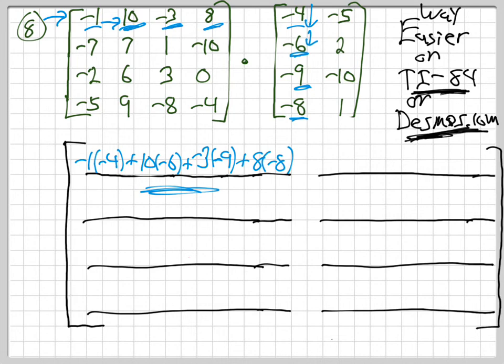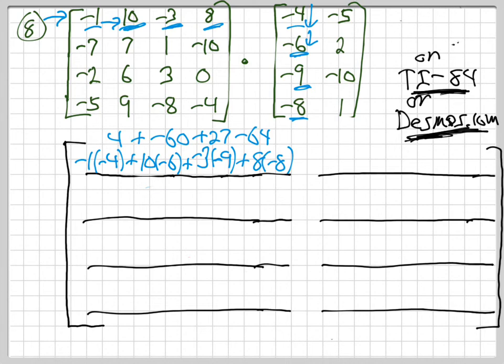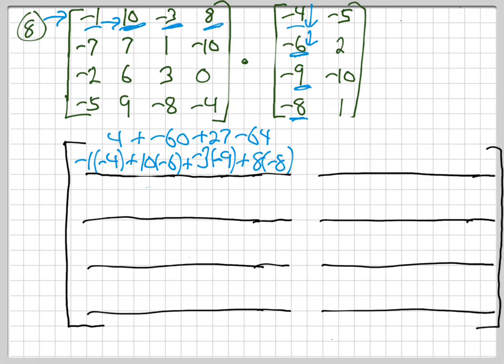Okay, so there's the upper left. Now we can just figure out what that number is. What is that? 4 plus -60 plus 27 minus 64. Use your calculator. You'll find, in fact, why don't I write the answer up here? You'll find that the answer to all that is -93. Okay, let's keep going.